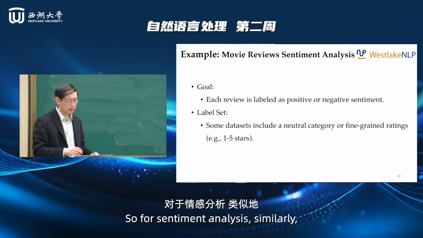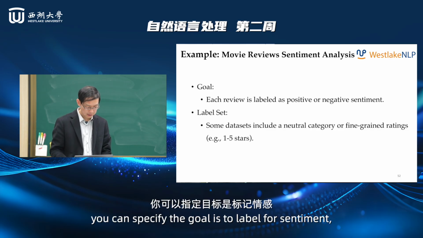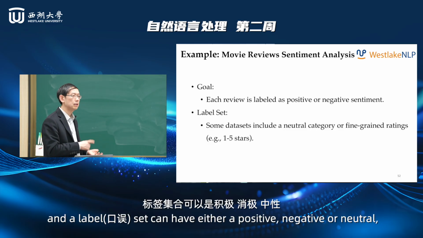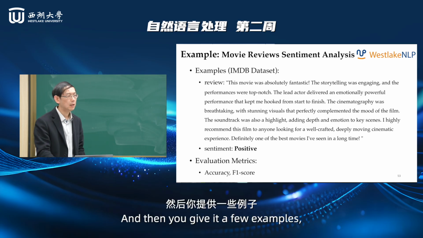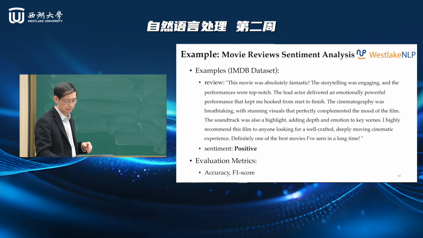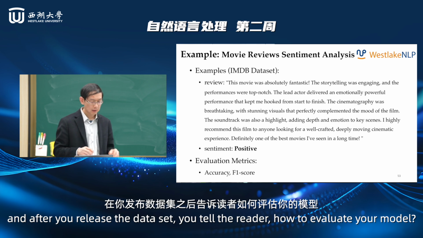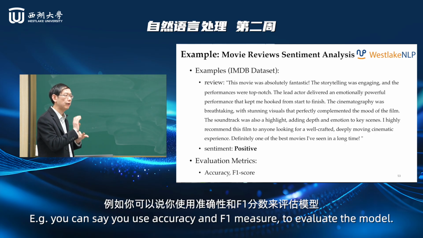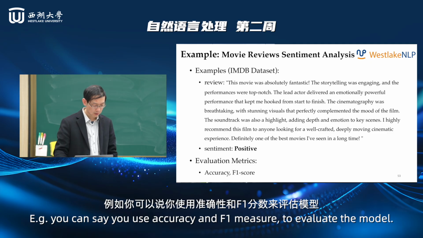For sentiment analysis, similarly, you can specify the goal is to label for sentiment, and a data set can have either positive, negative, or neutral, or 1 to 5 star ratings or whatsoever. You specify that, and then you give a few examples. After you release the data set, you tell the reader how to evaluate your model. For example, you can say you use accuracy and F1 measure to evaluate the model.